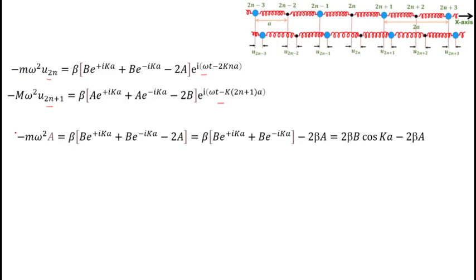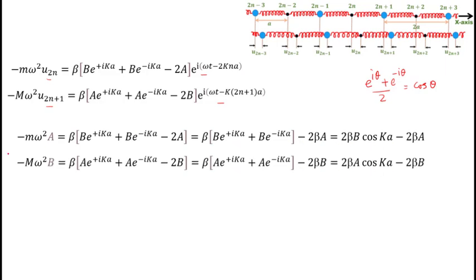So this expression is minus m omega square A, and beta times B e to the power plus ika plus B e to the power minus ika minus 2A. I can bring this 2A factor out from the bracket. So I can write it as beta, B e to the power plus ika plus B e to the power minus ika, minus 2 beta A. We know e to the power i theta plus e to the power minus i theta divided by 2 is cos theta. So I can write this expression as 2 cos ka. Similarly, I can write the second expression as 2 beta A cos ka minus 2 beta B.